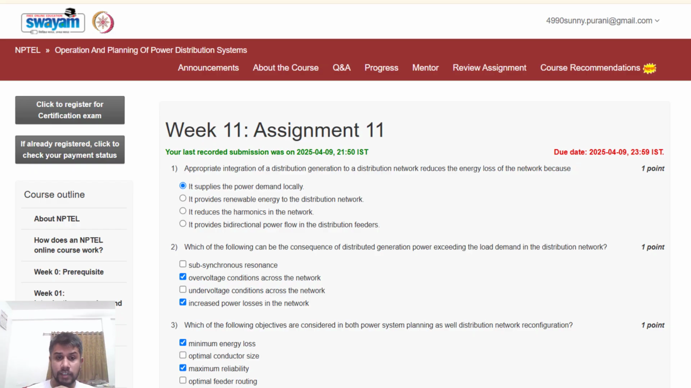The first question asked: appropriate integration of a distributed generation to a distribution network reduces the energy loss of the network because there are four options. The most appropriate answer is that it supplies power demand locally, because the location of the integration of distributed generation is at the load end itself. So the required amount of power by the load is directly supported by the distributed generation at load level only.